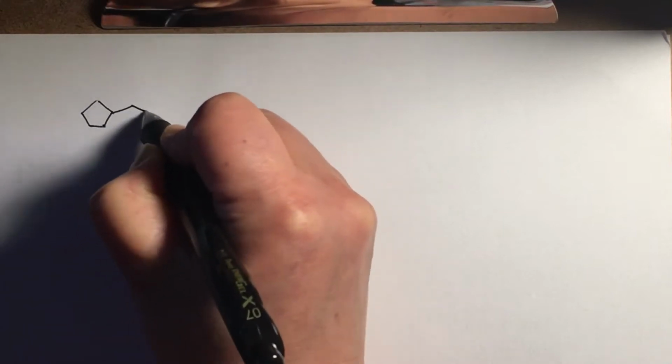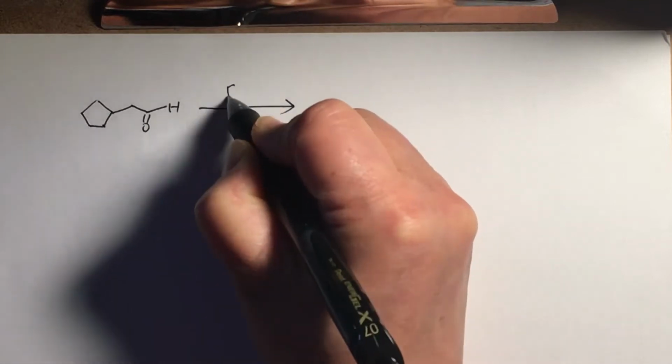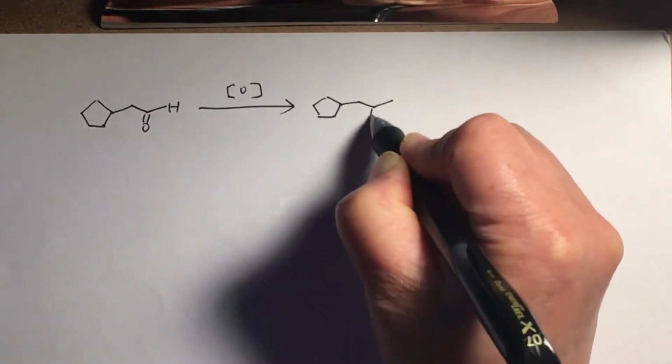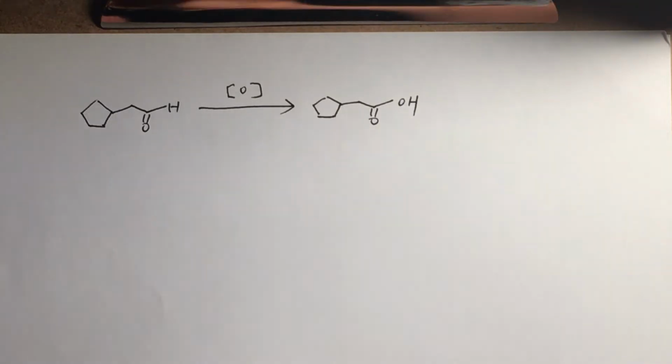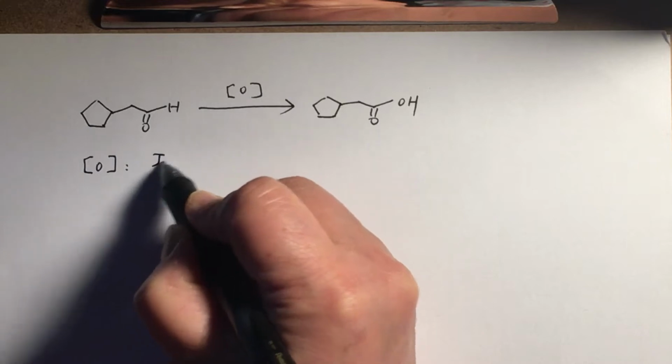Hello everybody, this lecture is about oxidation reaction of aldehyde and ketone functional group. Give you an example, an aldehyde could be oxidized to the carboxylic acid. Here, oxidizing agents include the following.